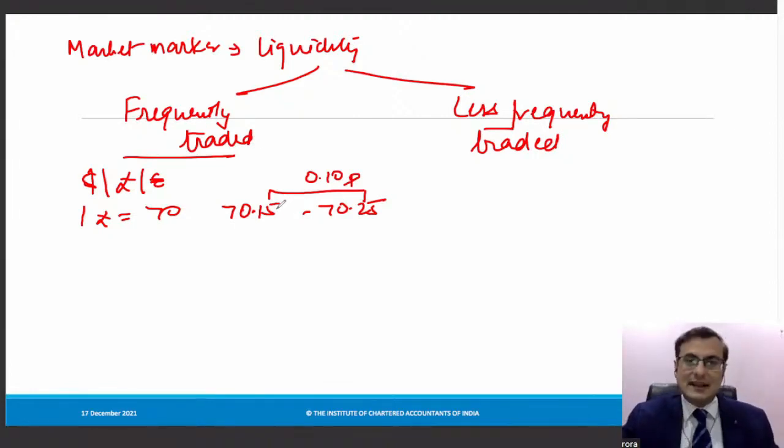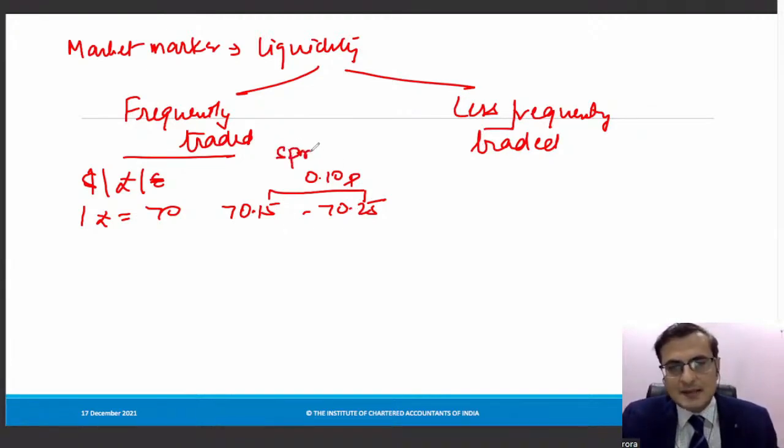70.15 paisa and 70.25 paisa. So the difference is only 0.10 paisa. So not much difference. I can say the spreads are narrow. Okay, less frequently, so just take an example.